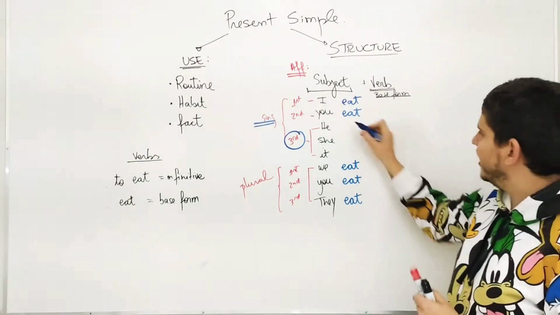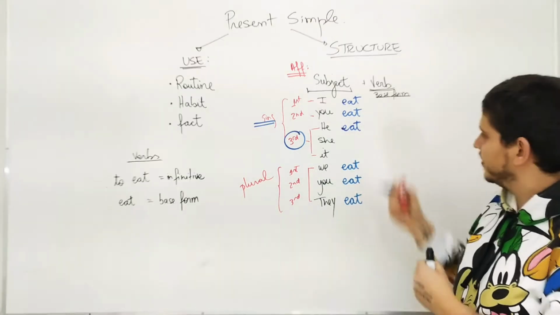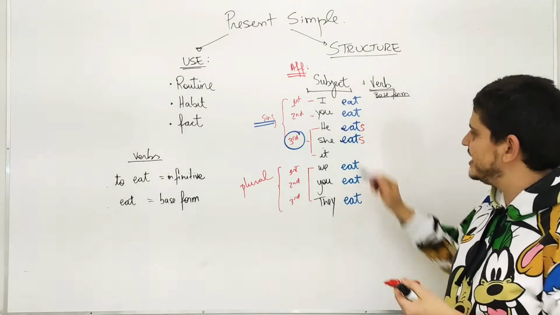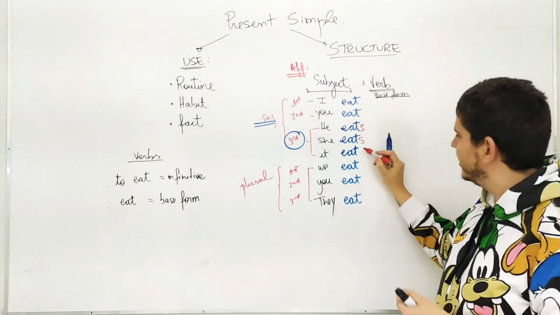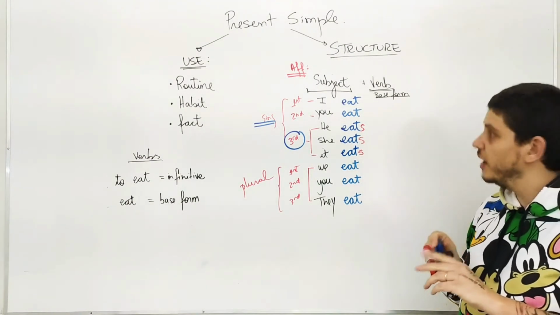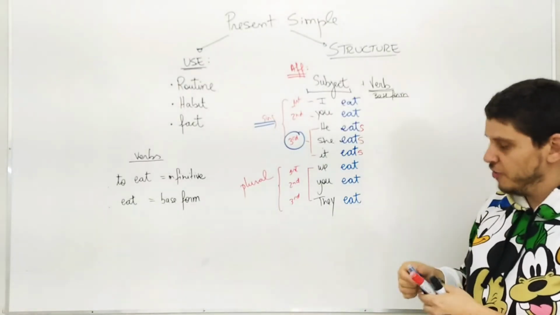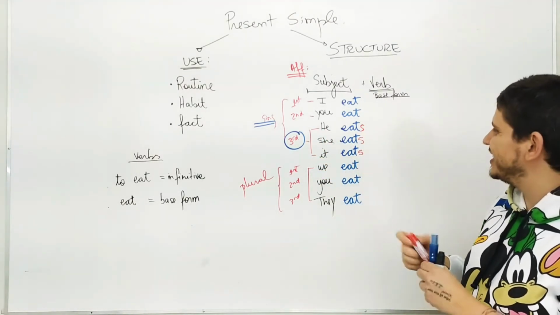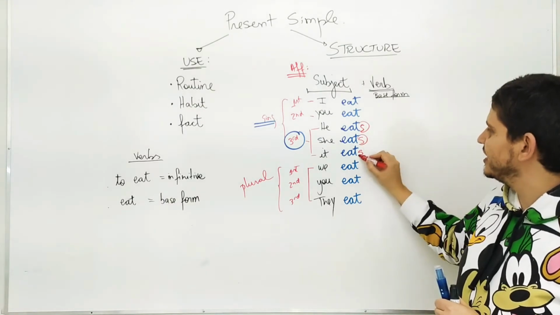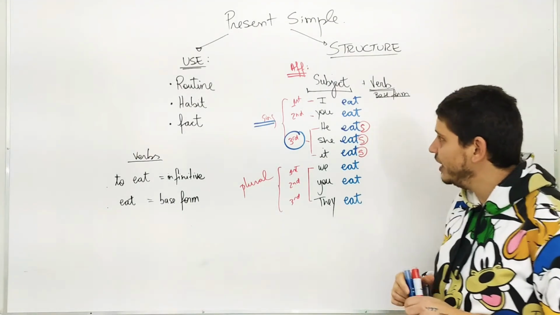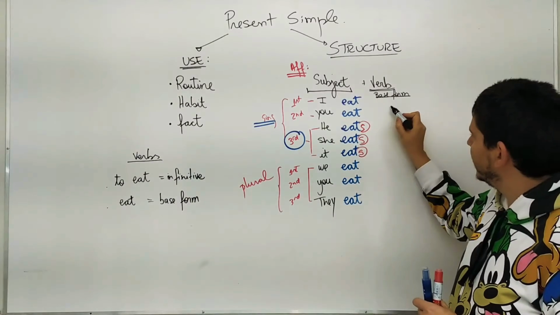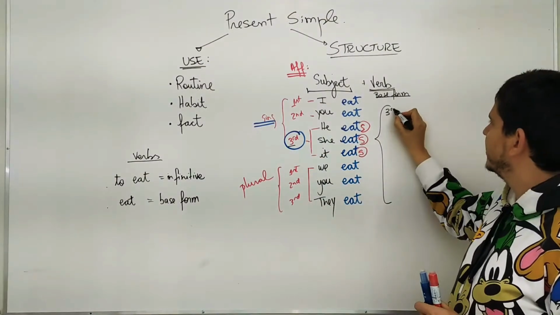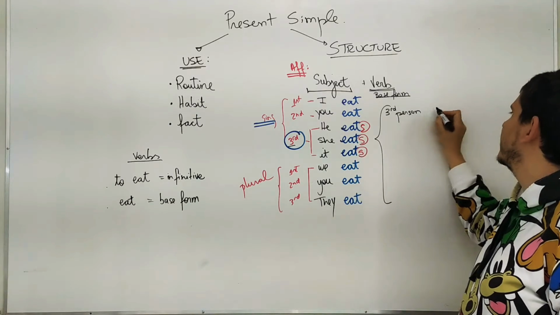He eats. She eats. And it eats. This is the correct way to use present simple in the affirmative. For the third person of singular, he, she, it, we need to add this extra letter s. This is something we will need, okay? But let's talk a little bit more about these rules here, the rules of the third person singular.